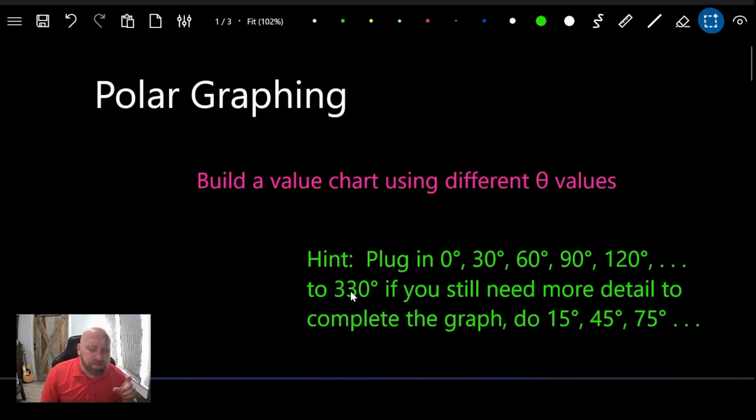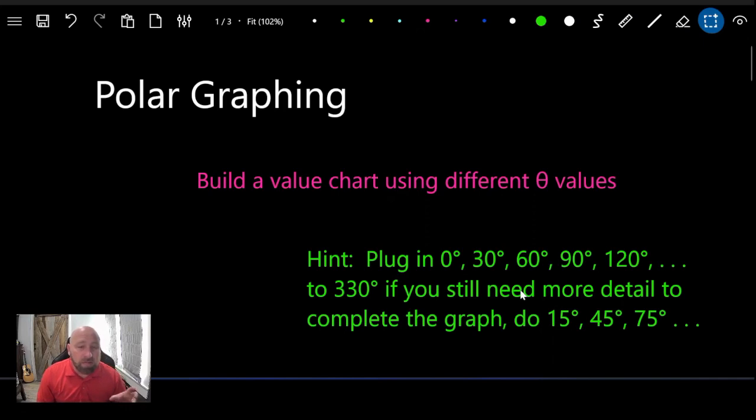One quick observation, why wouldn't we go all the way to 360? I guess you could, but 360 is going to be the same as 0 because it's a circle, right? When it comes back all the way around, they're going to land on the same spot. So you could do it for 360, but you'd be wasting your time a little bit.